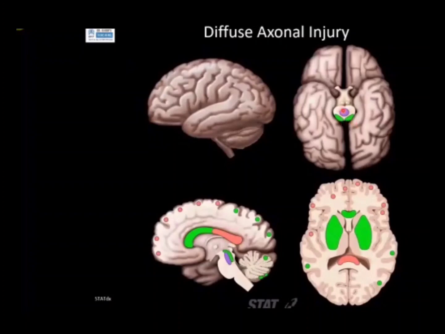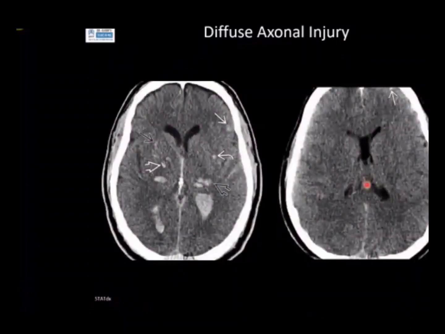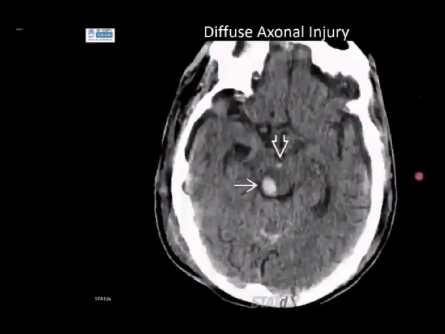This purple area, if you get it in the pons or in the midbrain, is the most severe type of diffuse axonal injury. This is a pathological specimen, and of course it will be associated with many other findings. Look here, so many sites are involved, and there is intraventricular hemorrhage, subarachnoid hemorrhage, etc.